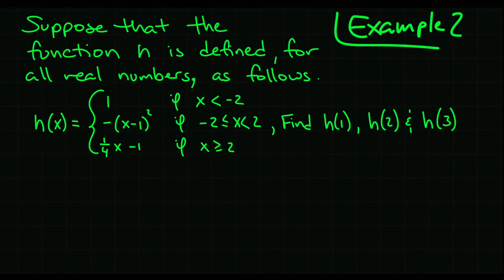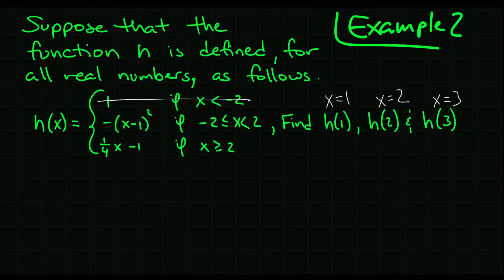So for this one, we know that x is going to be equal to 1, x is going to be equal to 2, and x is going to be equal to 3. Because all of these x values are greater than negative 2, we could immediately get rid of that up top. So because x is equal to 1, 1 falls in between negative 2 and 2. So we're going to use the second equation for x is equal to 1.